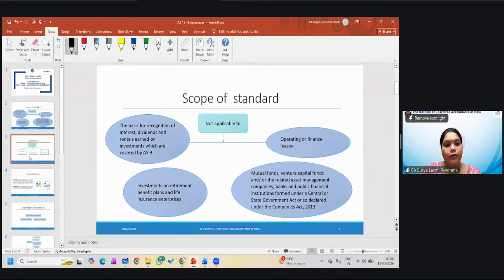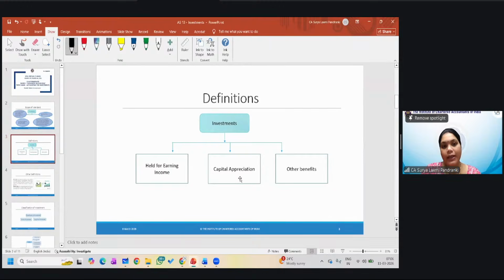And we saw the definition of investment. Investment has three things to be covered. If you have to call it an investment, three things we will mostly check. One, it should be held for earning income. The other one is capital appreciation, and the other one is any other benefits that you get, like I told you about the bonus and the rights issue that you get as another benefit for any investments.